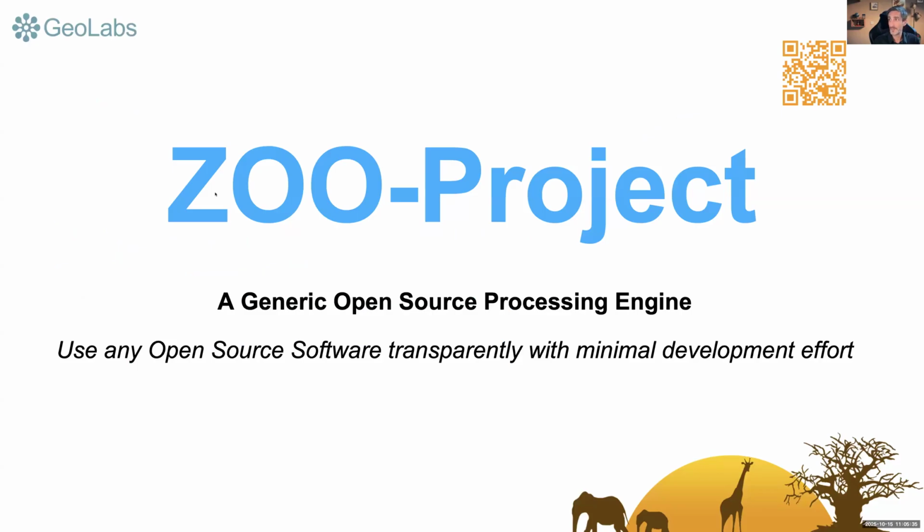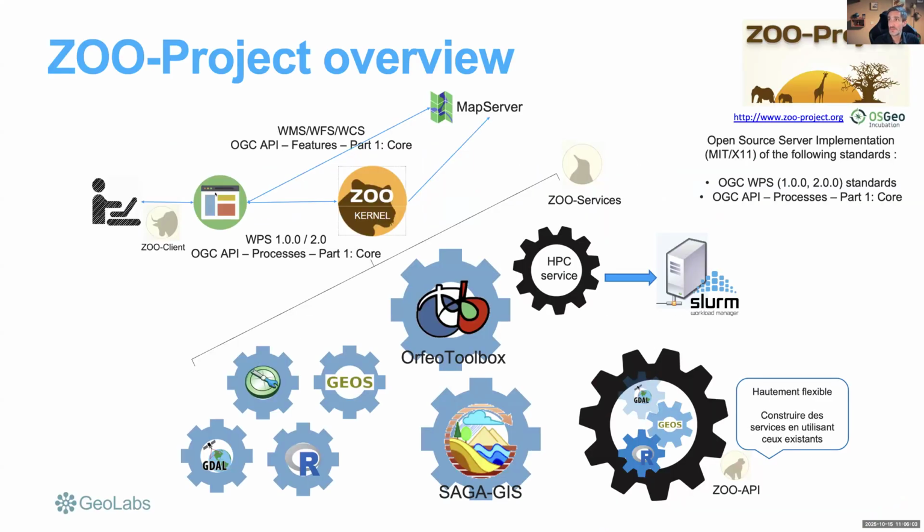So as introduced by Anand, we are relying on the ZOO project, which tends to be a software component that makes open source software and any programming languages or libraries or applications available as WPS, Web Processing Service, or OGC API Processes. So here is an overview of the ZOO project and its components. We have in the core component the ZOO kernel, which is able to handle multiple programming languages, meaning that you can implement your ZOO services using, for example, Java, C, C++, or R. You can use directly this programming language to implement your own services.